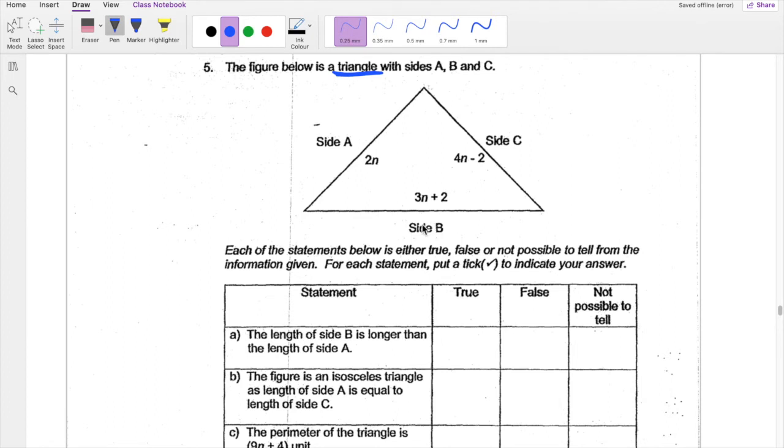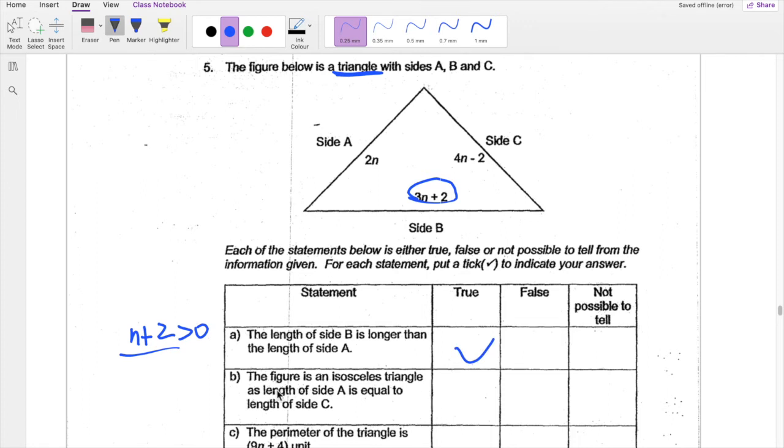Well, we see here side B is 3n plus 2, and side A is 2n, right? If we use 3n plus 2 minus 2n, we get the difference n plus 2. So this is definitely larger than 0, so side B is definitely longer than side A. So this one is true.